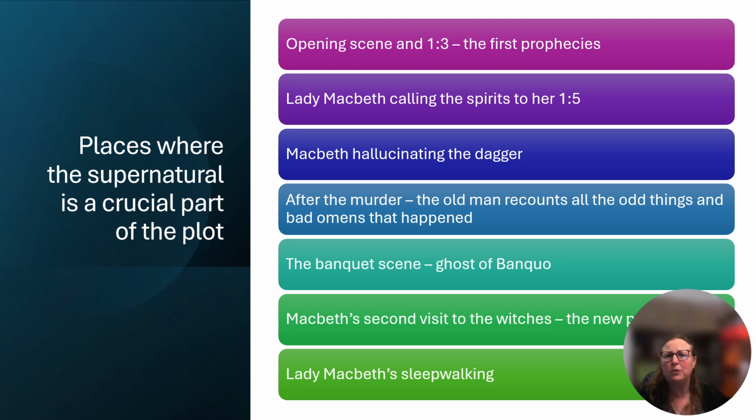You've got Macbeth hallucinating the dagger that takes him to King Duncan just before the murder. You've got after the murder. Obviously, in our extract, we've got the immediate aftermath with the voices, so we're not going to talk about that. But you've got the old man in the final scene of Act 2 recounting all the weird things that have happened in the night and all the bad omens.